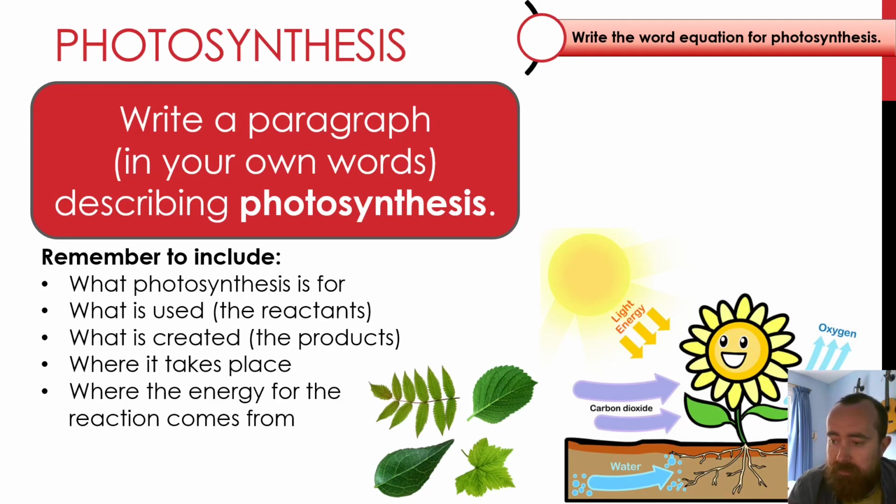It takes place in the leaves and the other green parts of the plant, anywhere that has cells that contain chloroplasts, which have the chemical chlorophyll inside them. And the reaction's energy comes from the light energy from the sun. It can, of course, also come from other places that can provide light energy, like lamps and so on, but generally speaking, from the sun.